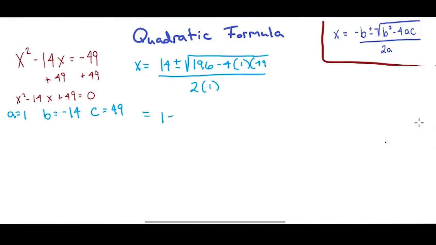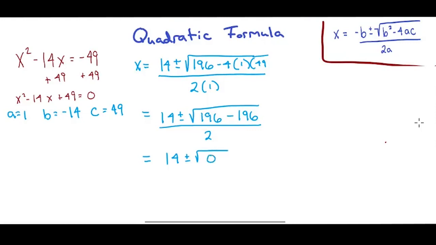All right, now I have 14 plus or minus the square root of 196 minus 196, divided by 2. Well, 196 minus 196 is 0, divided by 2. Well, that's just 14 divided by 2. And 14 divided by 2 is 7. So our answer is 7. X equals 7.